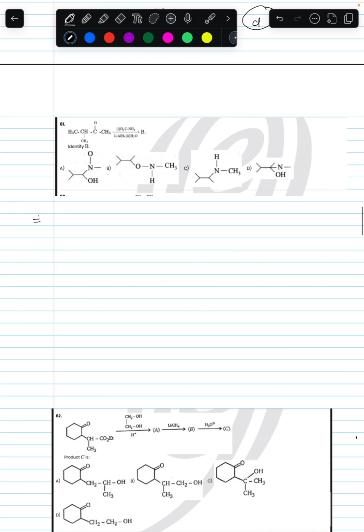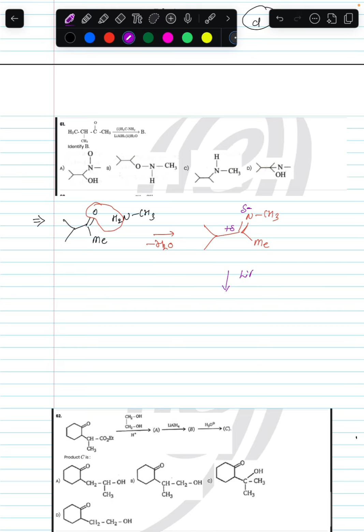Next is question number 61. In question number 61, given is CH3 double bond O methyl. It reacts with NH2CH3, a primary amine. So here first water is eliminated. After elimination of water, it forms C double bond N methyl, methyl. Now nitrogen is more electronegative, so delta minus, and carbon is less electronegative, delta plus.